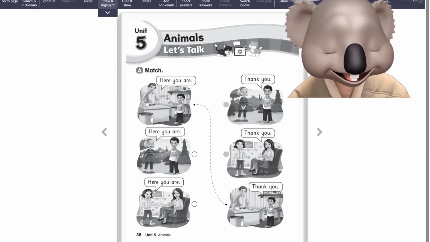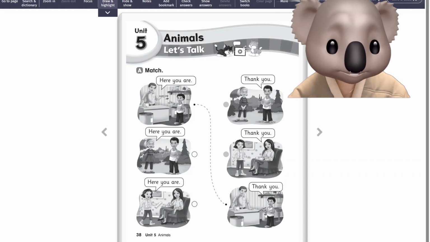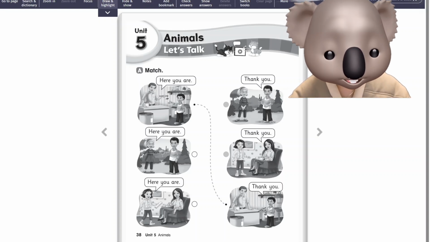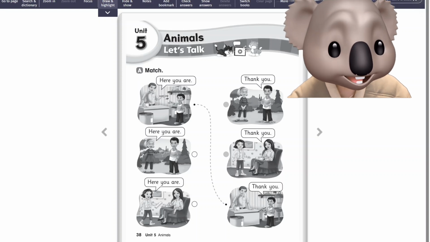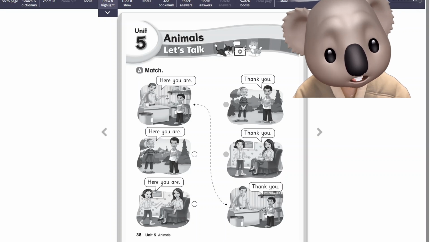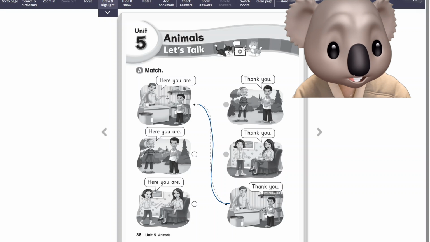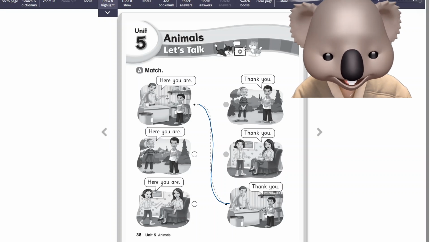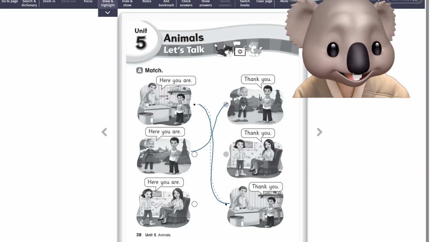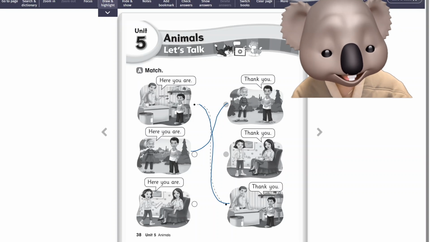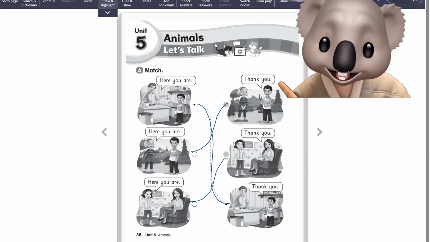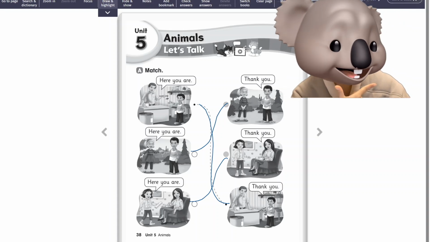On page 38, part A says match. Remember, match means to 맞는 걸로 연결하기. In the first part, we see a picture of a person saying, here you are. So how would Andy respond? Andy는 어떻게 답변하면 되죠? Thank you. In the second picture, we see Kate and Andy. Kate says, here you are. Andy says, thank you. In the last picture, Jenny says, here you are. Her mom says, thank you. Check your answer and let's go to the next page.